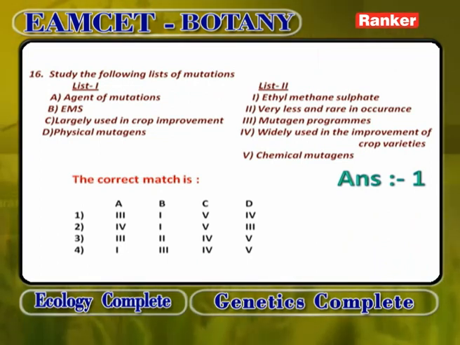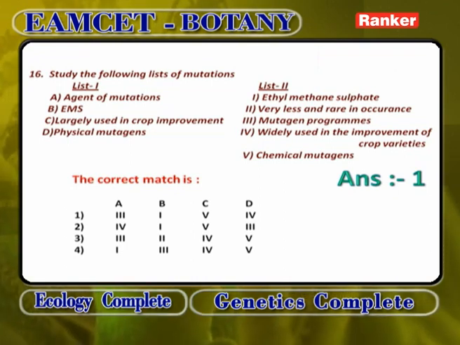Now a matching. List 1, list 2. Agents of mutations, ethyl methane sulfonate, largely used in crop improvement and physical mutagens. First option. A3. Agents of mutations, mutagens program. This is called mutagen program. EMS, B1. Ethyl methane sulfonate. C. Largely used in crop improvement. Chemical mutagens are widely used in crop improvements. And D4. Physical mutagen, widely used in the improvement of crop varieties. So D4. Answer is 1.